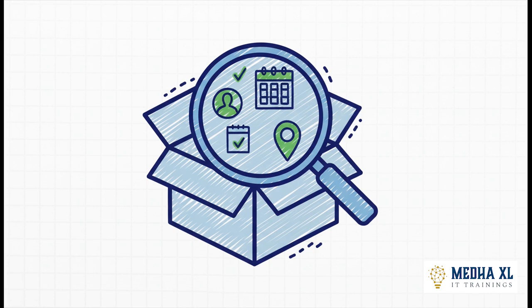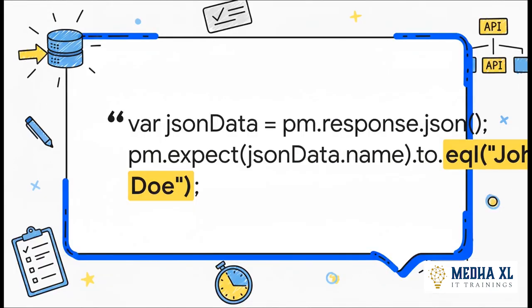We need to check the data payload itself to make sure we got back exactly what we were expecting. Here's a super common example. First, you can see we're creating a variable called jsonData, and we're using pm.response.json to parse the response text into a JavaScript object we can actually work with. Once we have that, we can start checking things.